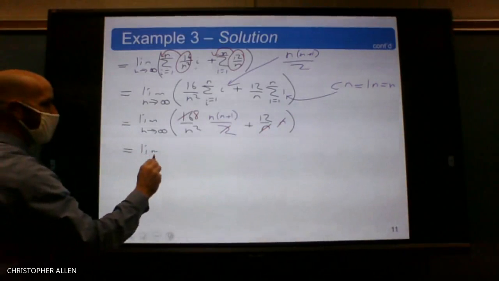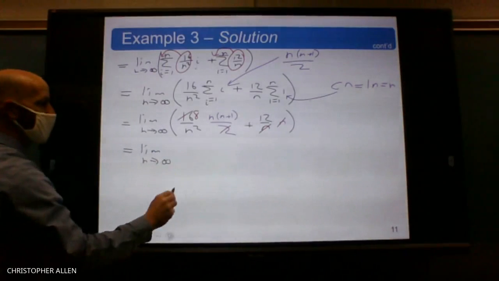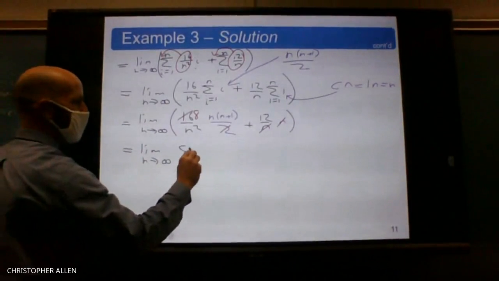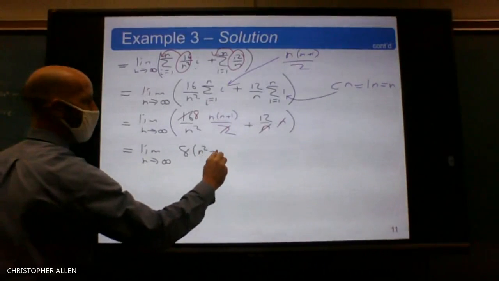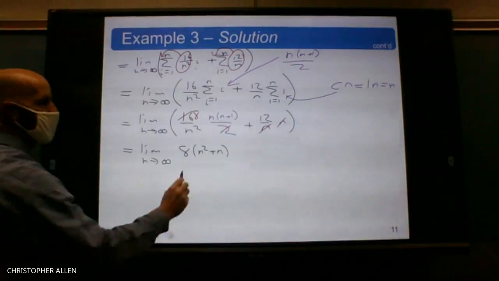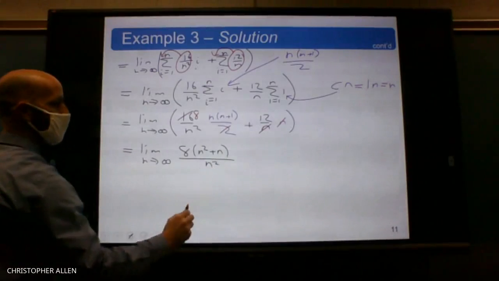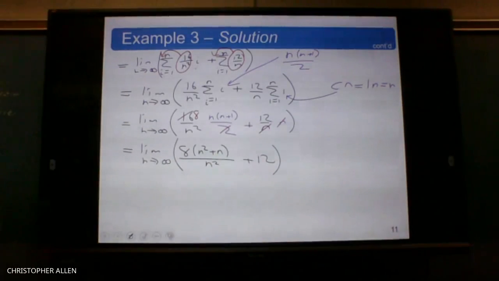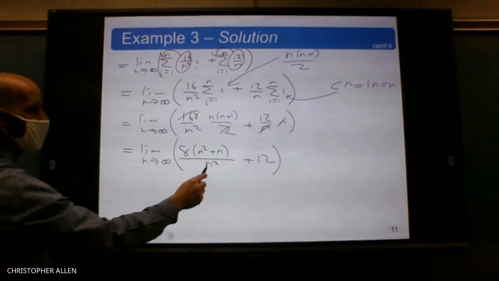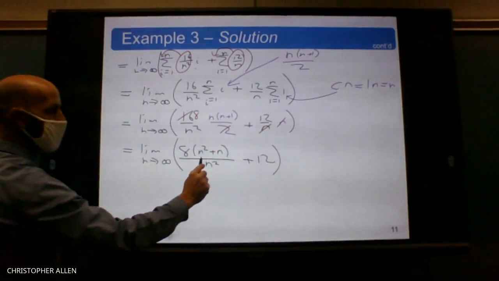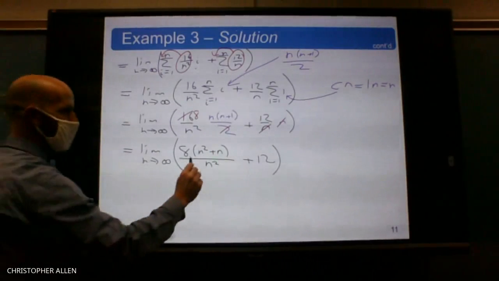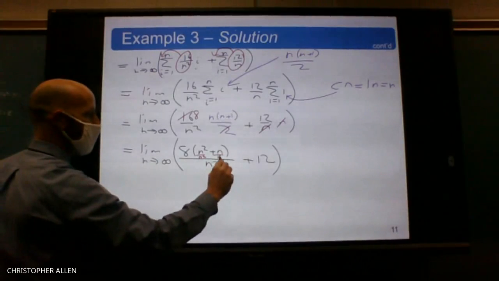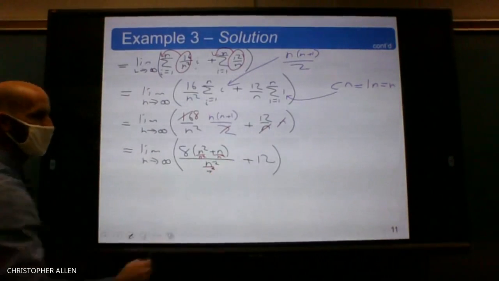We need to do the limit as n goes to infinity of 8 times n squared plus n. I went ahead and distributed that n there. Over n squared plus 12. Now I'm doing chapter 1, right? Now, what about this right here? Do you guys remember that trick where we would divide by the highest power? So divide by n squared, divide by n squared, divide by n squared. Do you remember doing that when we did limits?